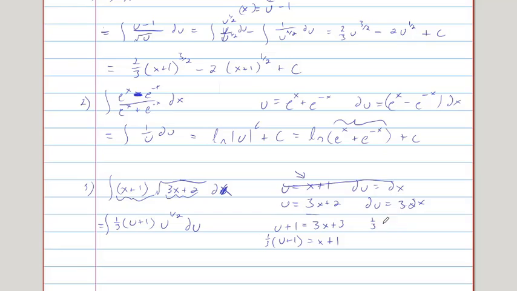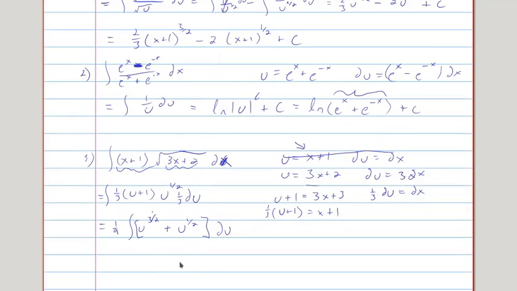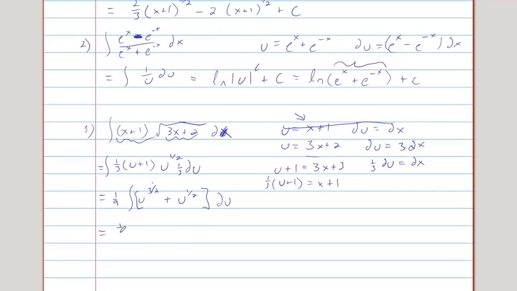That gives me 1/3 du equals dx. So really I should have a 1/3 here as well. So bring those 1/3 out. I've got 1/9, and let me do it this way. Now I'm going to integrate 3 u to the 3/2 plus u to the 1/2 du. And so that's not too bad.